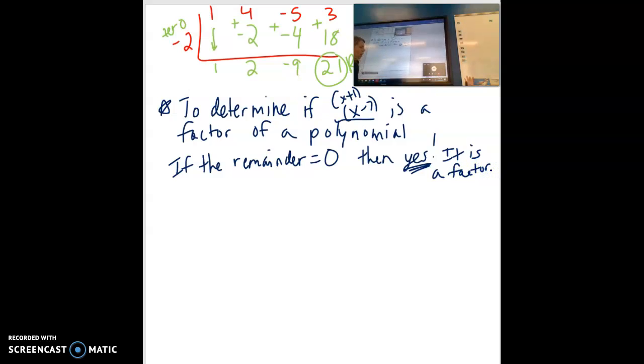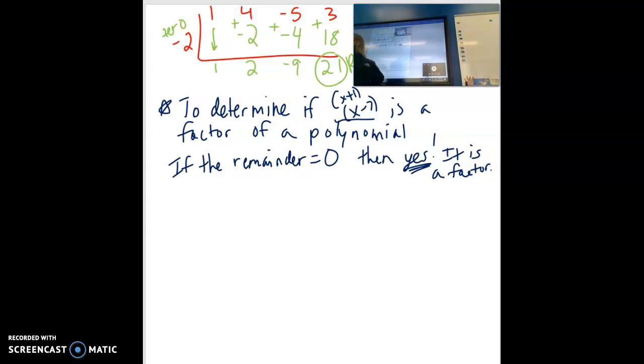Okay. Now why does that make the case? If I ask you what is 8 divided by 2, and you tell me it's 4 with no remainder, that would mean 4 is a factor of 8, which is a true statement. Okay, and so if your remainder is not 0, it is not a factor. So let's go ahead and practice the test. Is something a factor or not?